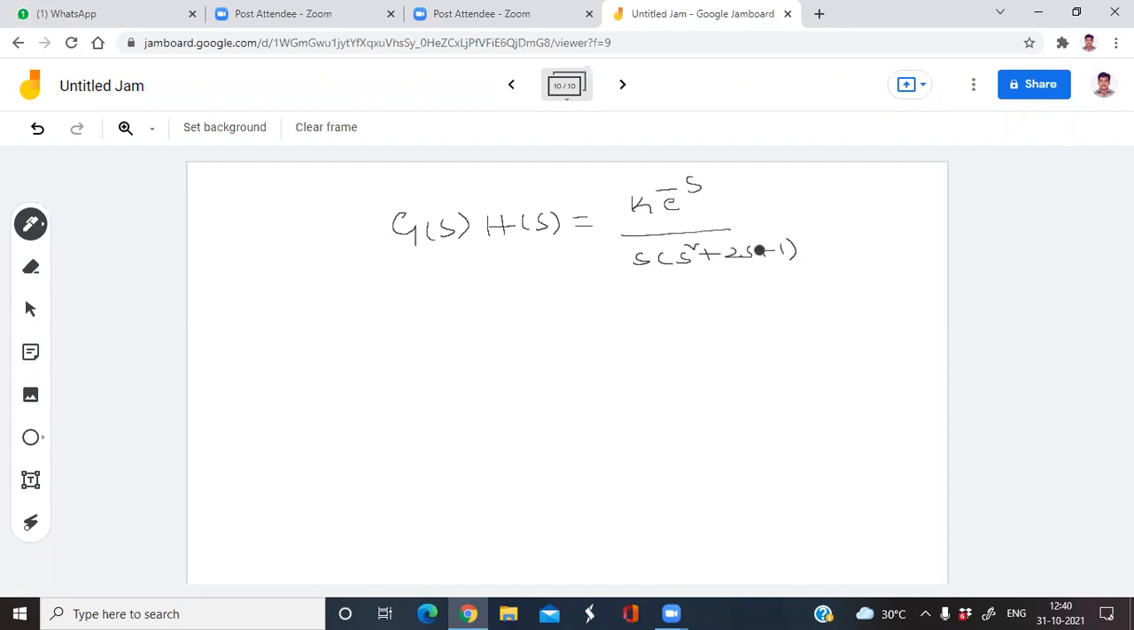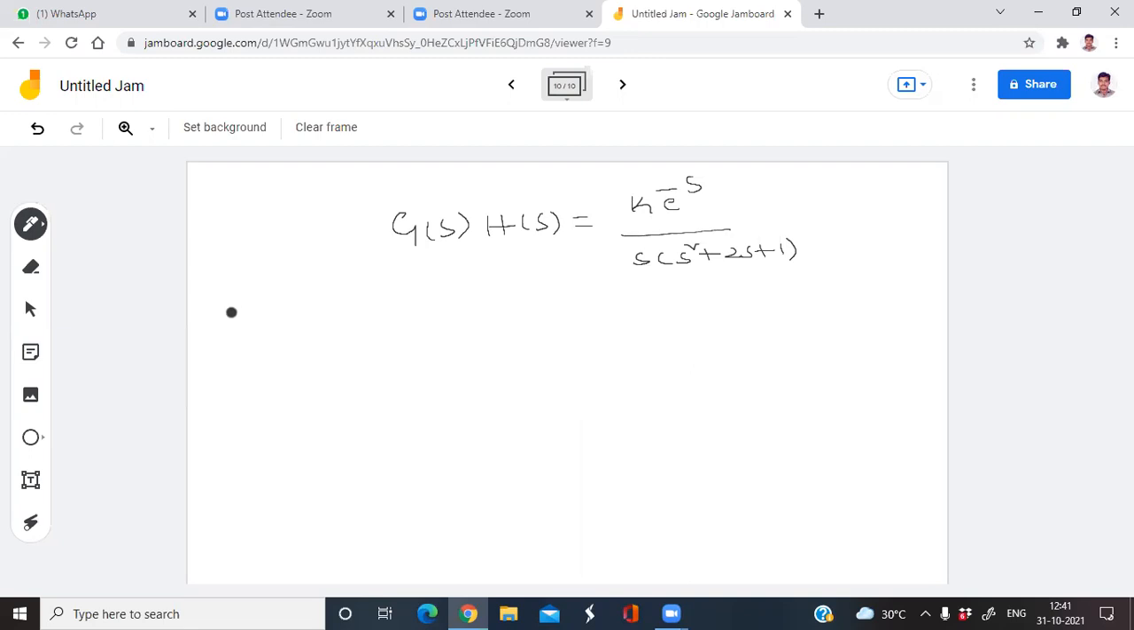Whenever the problems are like this, with e power minus s, don't confuse. G(s)H(s) equal to K e power minus s by s into (s square plus 2s plus 1). This is the question, the open loop transfer function. Now you have to find the value of k for the closed loop stability.